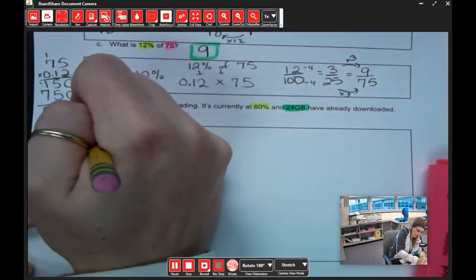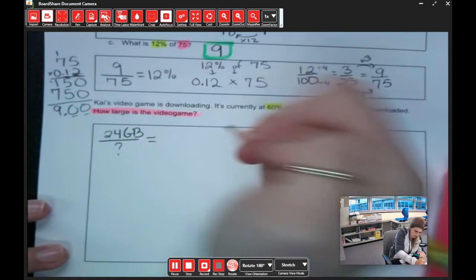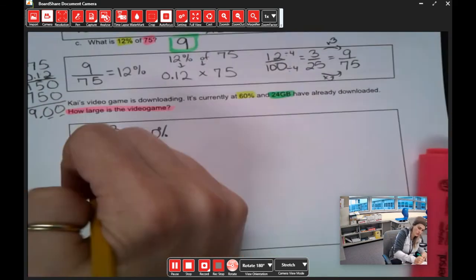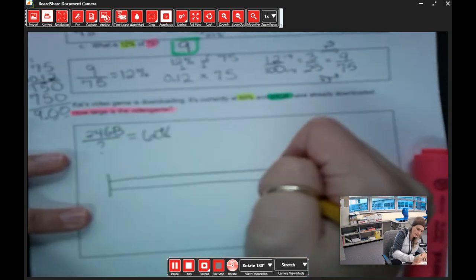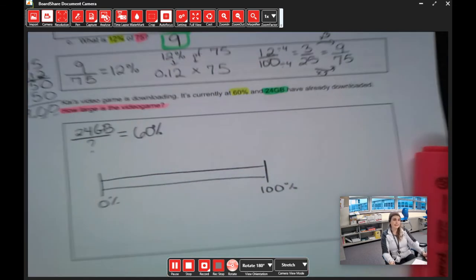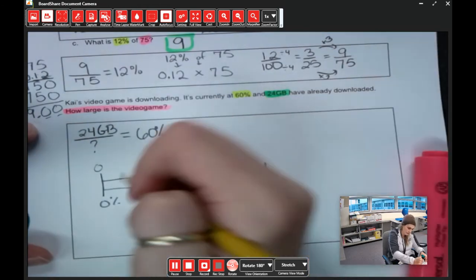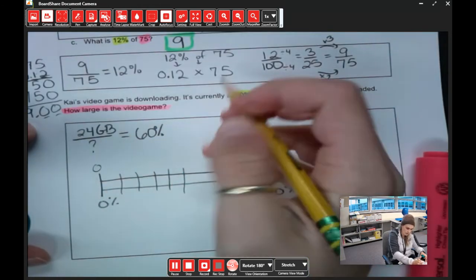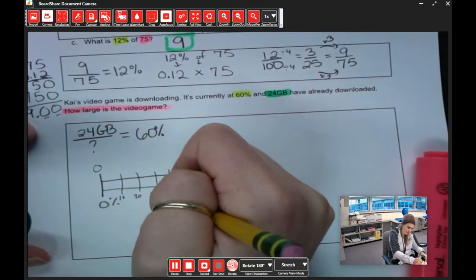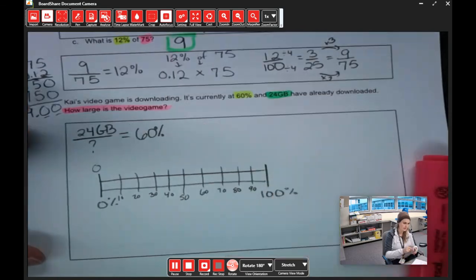So the part is 24 gigabytes. I don't know what the whole is, and that's going to equal 60%. I want to draw this one out. I really like the tape diagram. So I'm going to do this, 0 to 100, and I want 60. 60 is a multiple of 10, so I'm going to break this up into tenths. 10, 20, 30, 40, 50, 60, 70, 80, 90, and 100%.